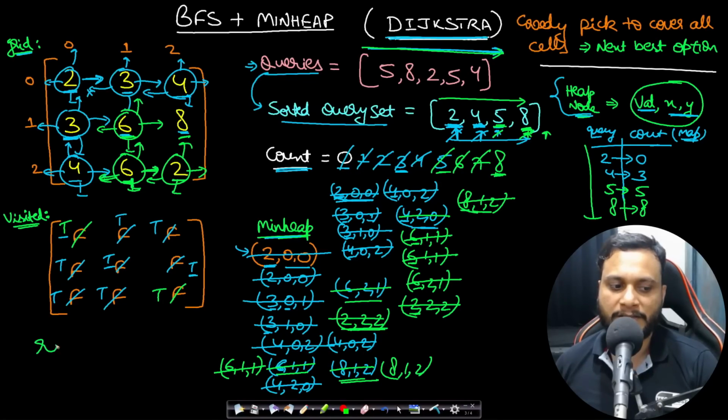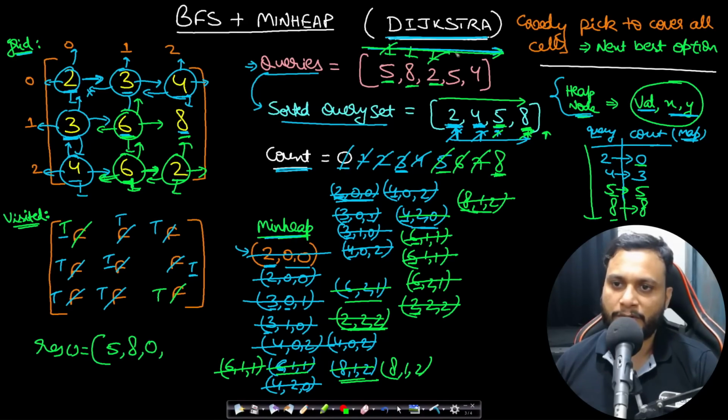I will take a result array, simply of the size of the query. When I go to this 5, I can look up from the table and say that 5 cells can be covered with the query 5. You can look up that 8 cells can be covered with the query 8. You can go to 2 and say that 0 cells will be covered with the query 2. You can go to 5 and say that 5 cells will be covered with the query 5, and with 4, 3 cells can be covered with the value 4, right?